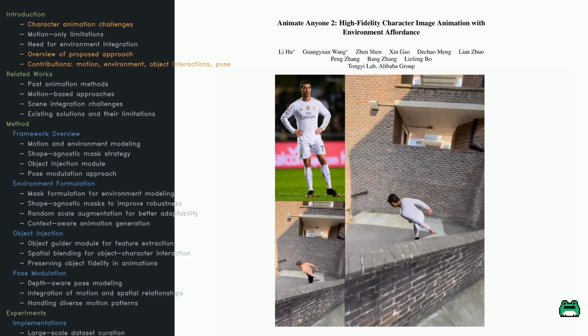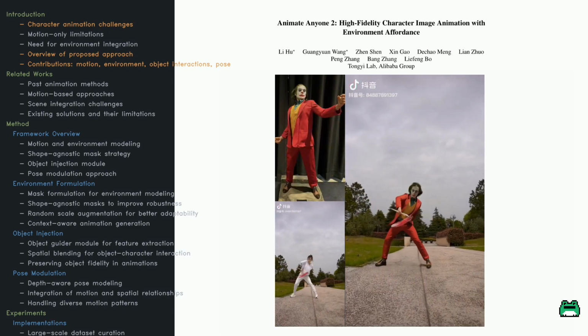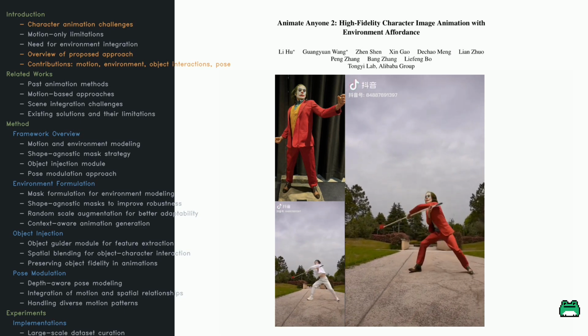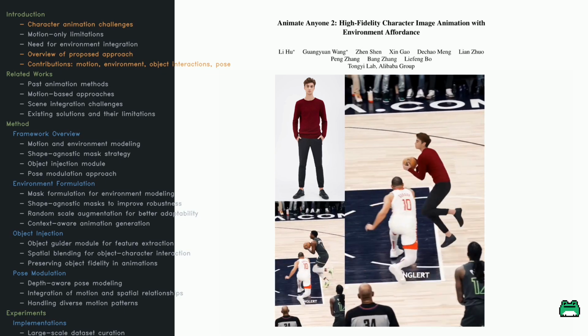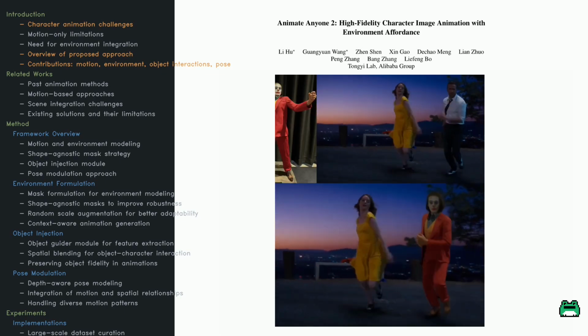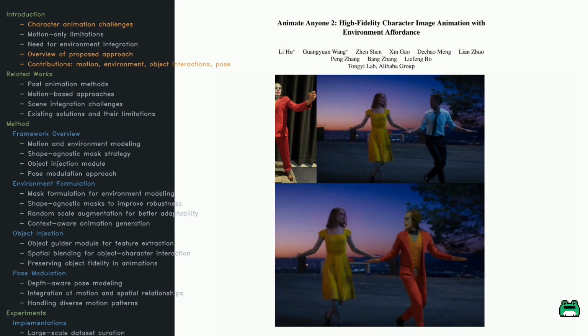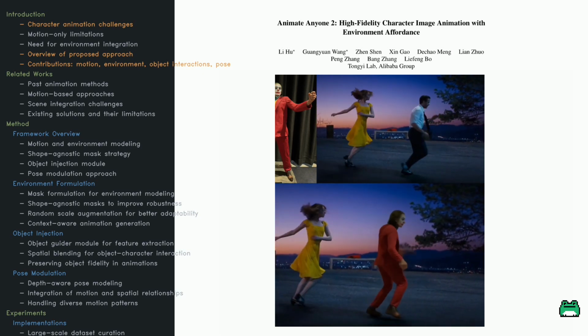Enter Animate Anyone 2, a new approach from Alibaba that doesn't just animate characters, but makes them fit into the world around them. Instead of treating the background like an afterthought, this model extracts environment details directly from the source video. It learns how characters should stand on surfaces, hold objects, and move naturally within their surroundings.